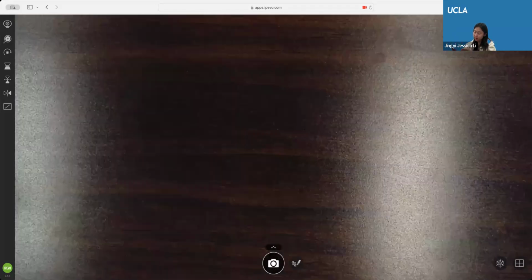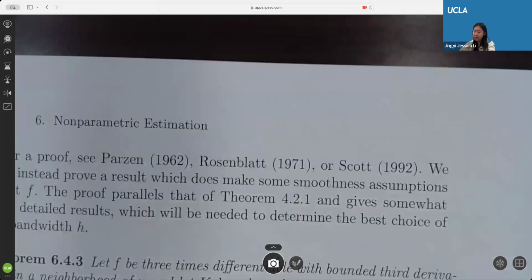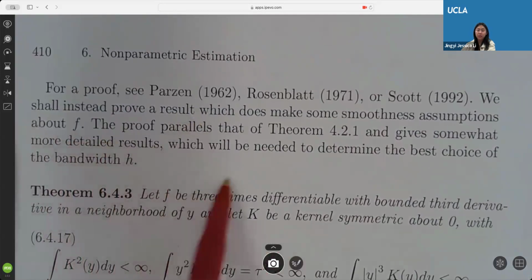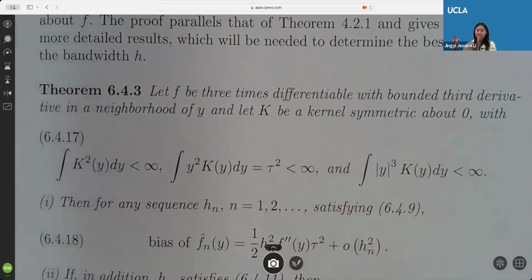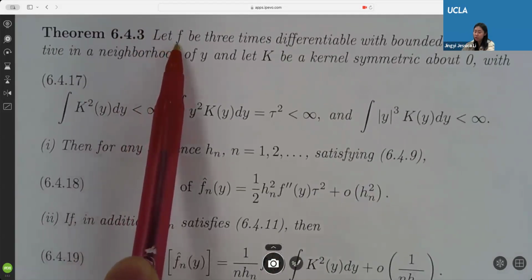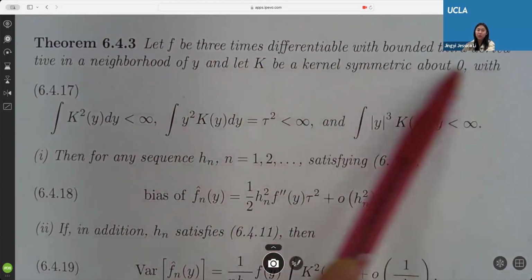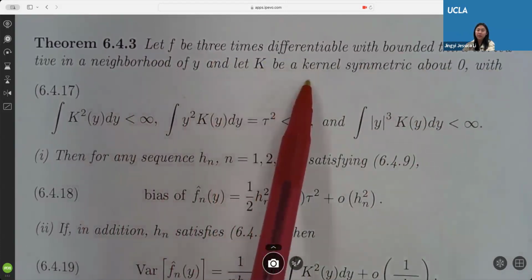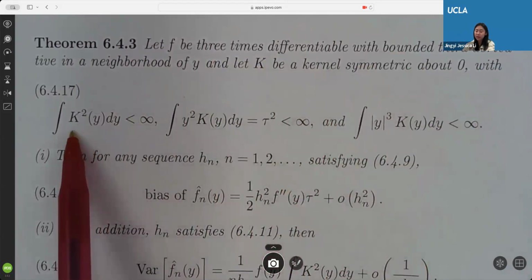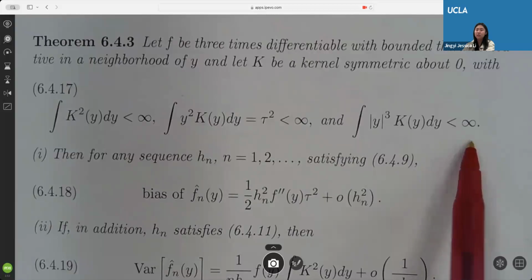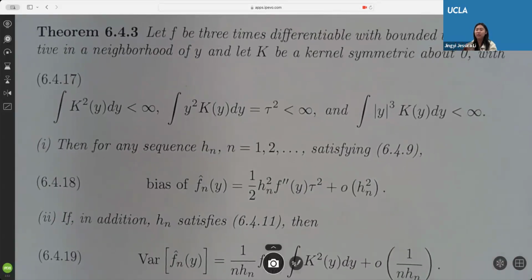Here, another thing, let me see. To prove this, in this book, they actually use some smoothness assumption about F. So let's look at that. What I just said regarding the unbiasedness can be proved if we add some conditions on F. So basically, we say F is 3 times differentiable with bounded third derivative in a neighborhood of Y, and let K be a kernel symmetric about 0, with this finite, and this finite, and this finite. So these are all smoothness conditions. And also regarding its tail, basically tail probability.